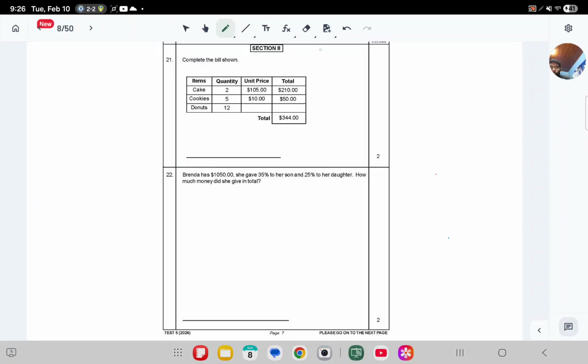So to calculate the total, it would be the final total here, which is $344. Take away the sum of the known values, which is $210, add the $50, and that will give us $84. So we know the total spent on donuts was $84.